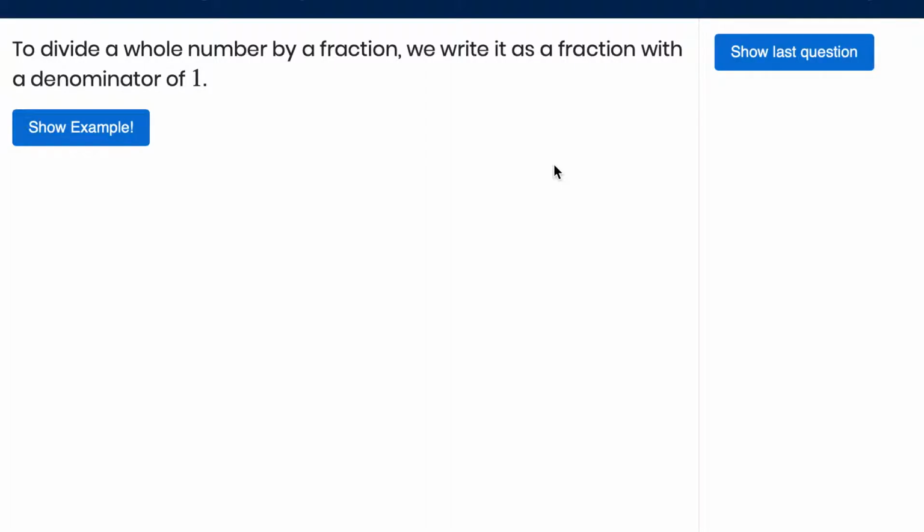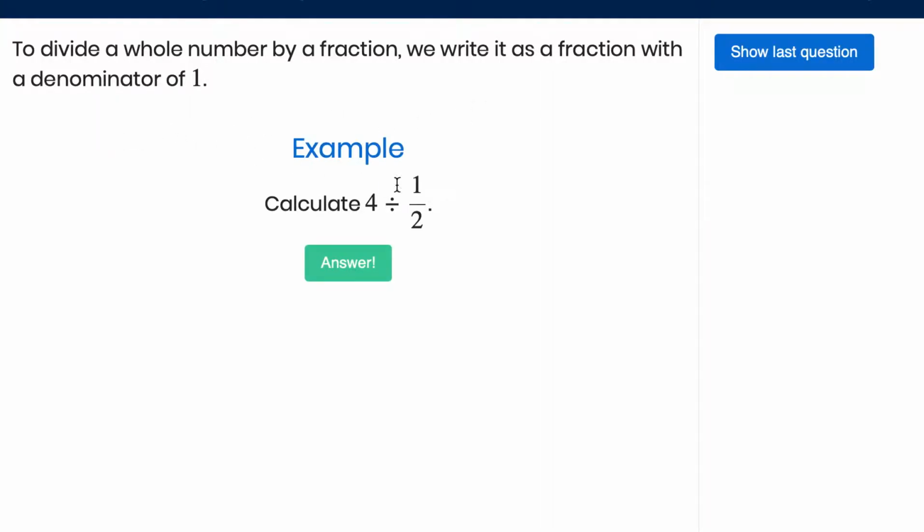Okay, so dividing a whole number by a fraction is a lot like dividing two fractions, and this is because we can write whole numbers as fractions with denominators of 1. So here is an example. What is 4 divided by 1/2?